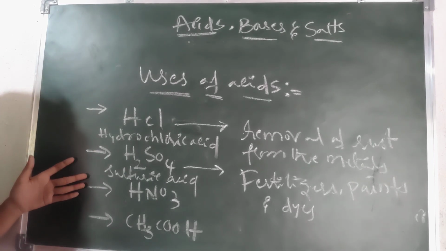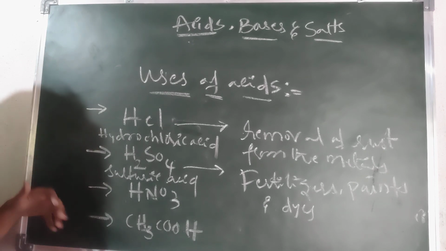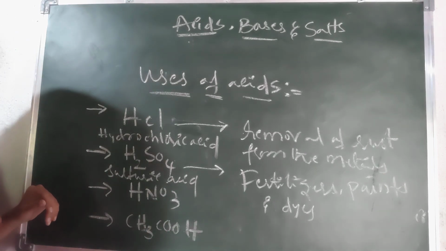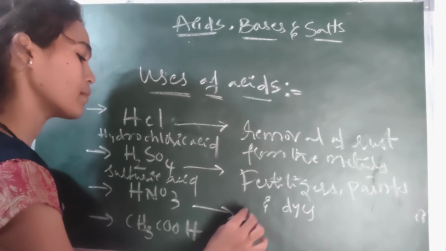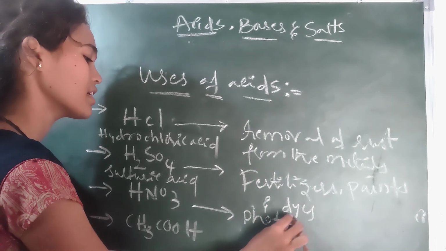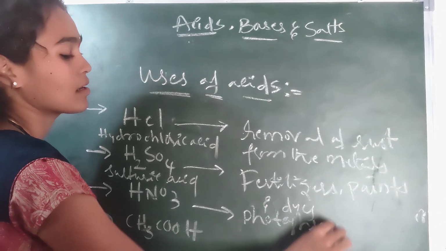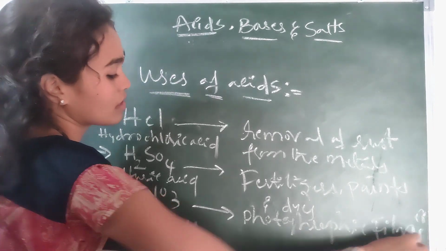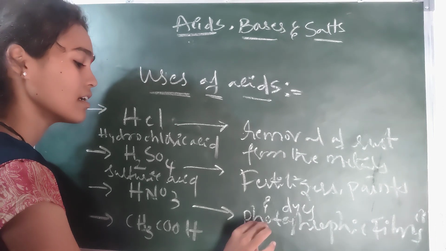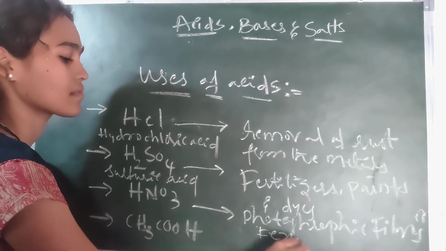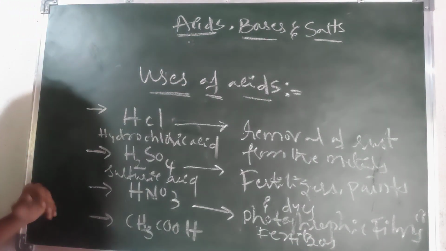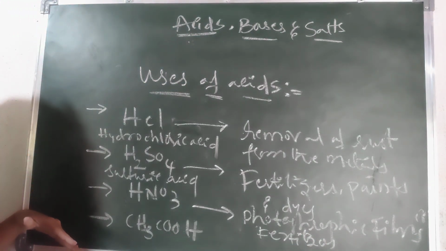Coming to nitric acid, HNO3 is nitric acid. What is the use of nitric acid? Fertilizers and plastics, and mostly it is used in photographic films, and fertilizers also.